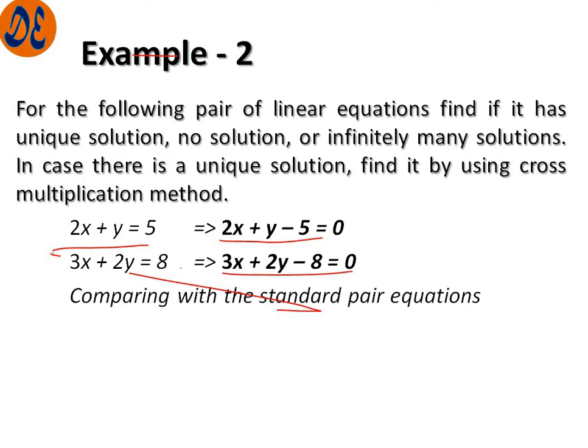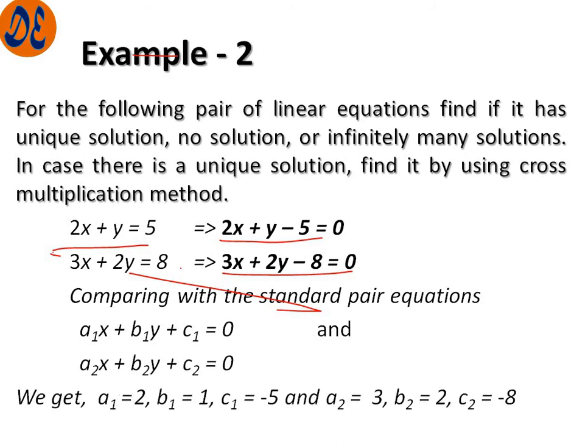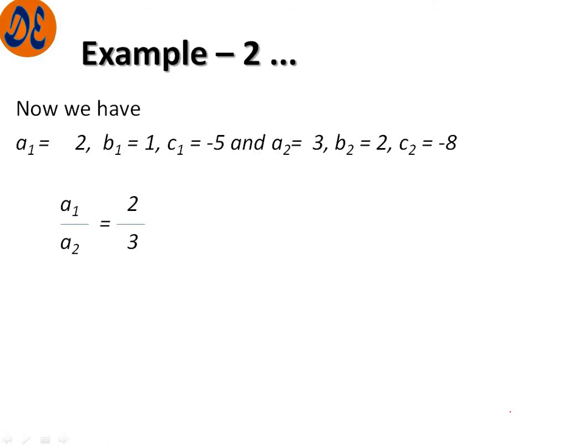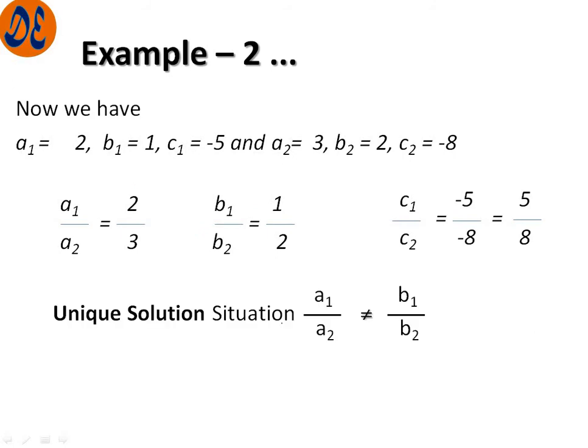Now we have found a, b and c of both equations. So a1 is 2, b1 is 1 and c1 is minus 5. Similarly a2 is 3, b2 is 2 and c2 is minus 8. So we are getting all these values, and if we calculate, a1 by a2 is not equal to b1 by b2. If these two are not equal, we don't have to look at the third, that means the two lines are intersecting each other, so there is a unique solution over here. If a unique solution is there, we will find the values of x and y now.